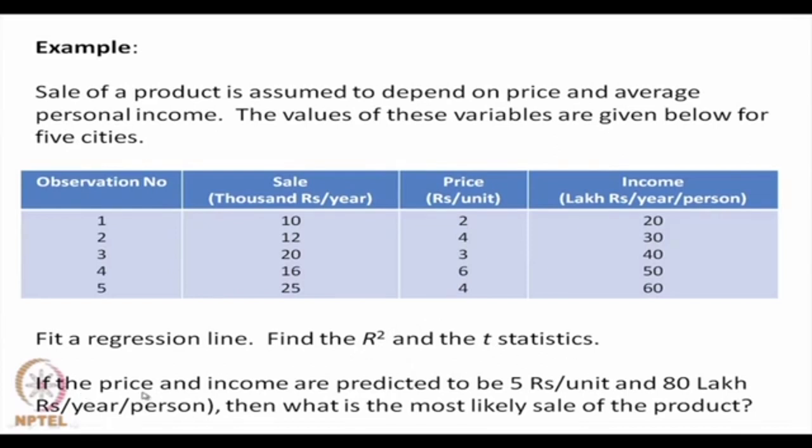Now, if the price and income are predicted to be rupees 5 per unit and 80 lakh rupees per year per person, then what is the most likely sale of the product? This is the question. The first part of the question deals with estimating a linear relationship between sale and price and income. The second part of the question is, after we have established a relationship between these variables, use that relationship to project the value of sale of the product when price and income values are predicted to be 5 and 80 respectively.